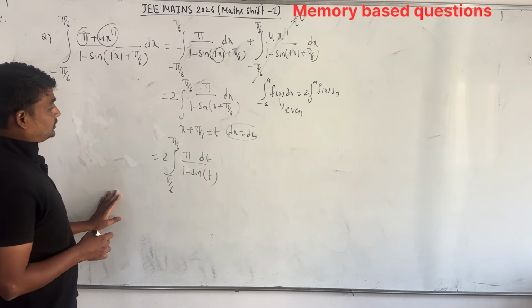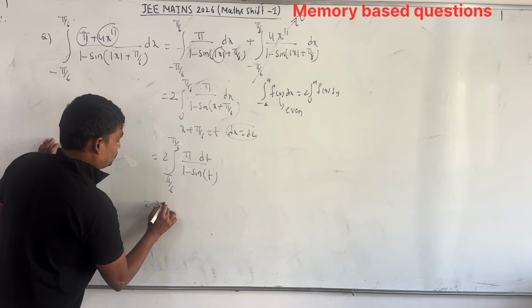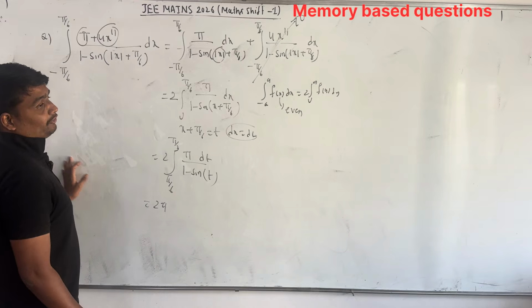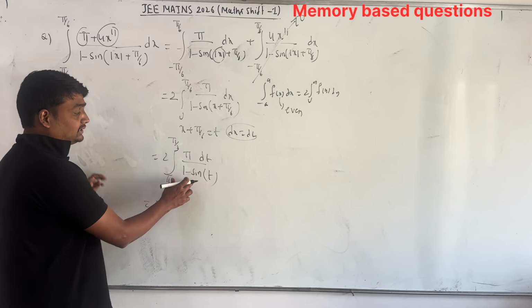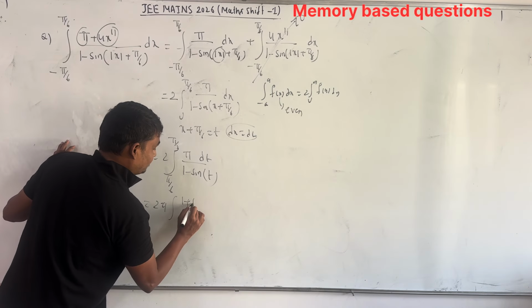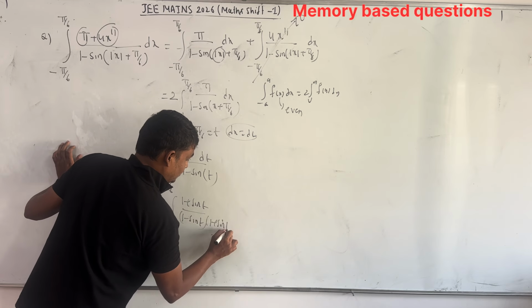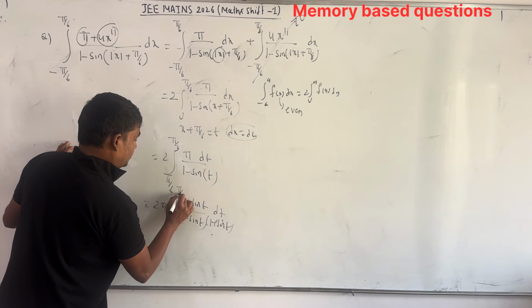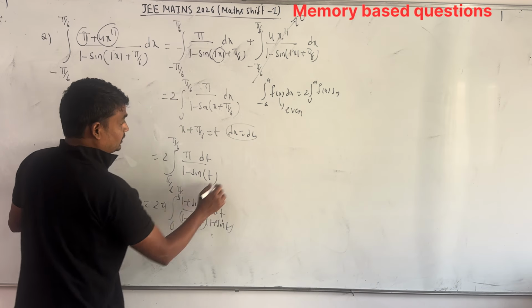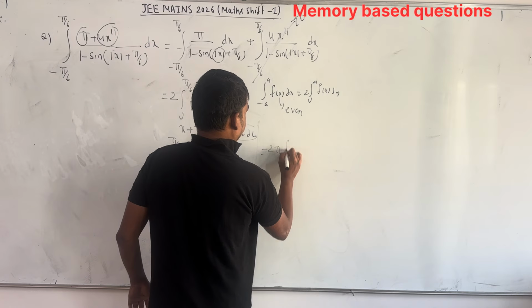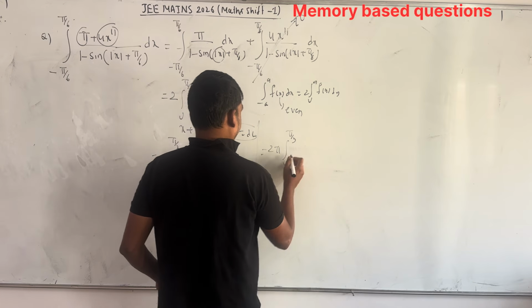So now try to solve this question. We get 2 pi times the integral of 1 by 1 minus sine t. How can we solve it? Multiply and divide with 1 plus sine t, rationalize the denominator, and we can get it easily. So 1 plus sine t by (1 minus sine t)(1 plus sine t) dt from 0 to pi by 3.